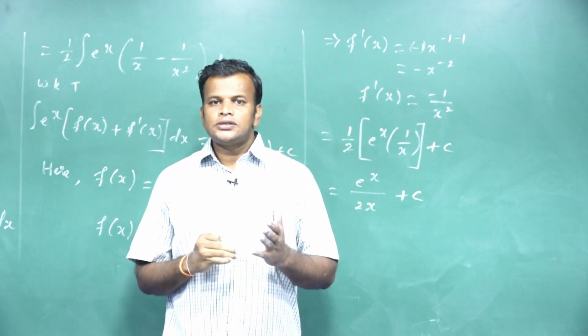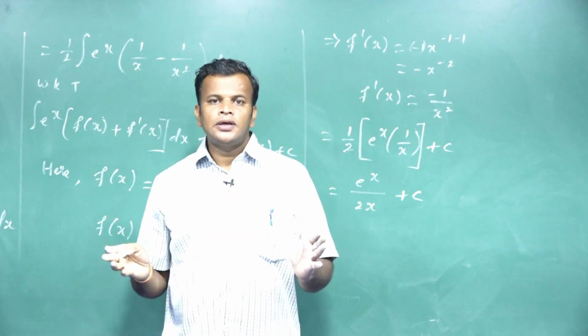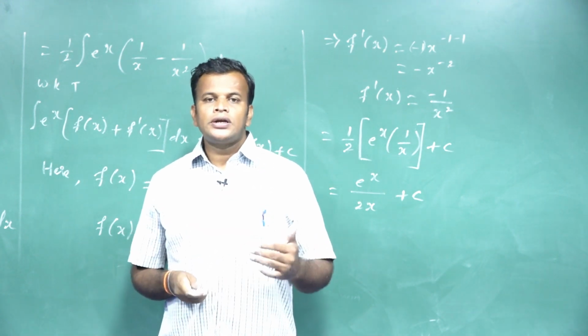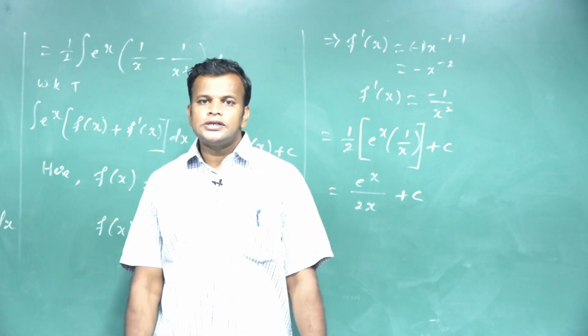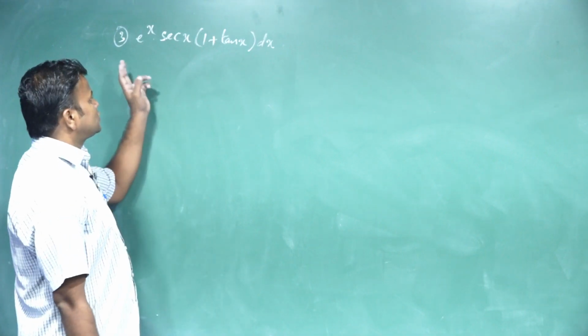So in this sum the formula is not directly involved. We just make a single term become a double term. Exactly, differentiating one term gives the other term. So it is of the form e power x into f of x. Now you see the next one.